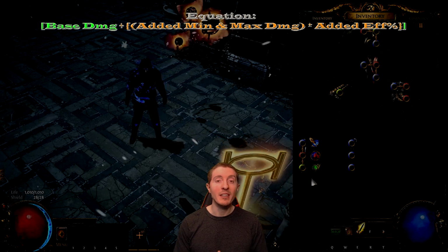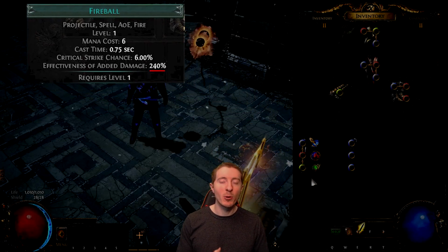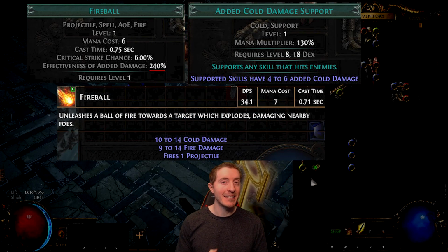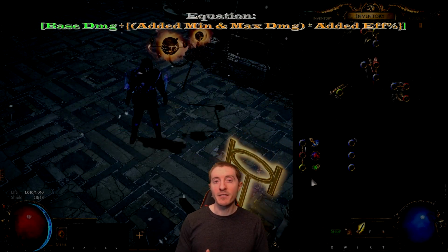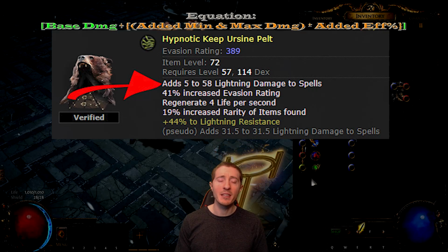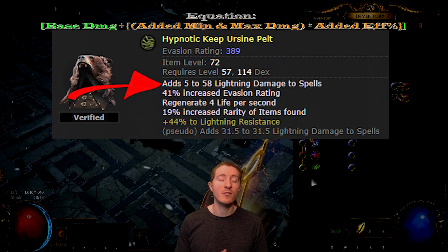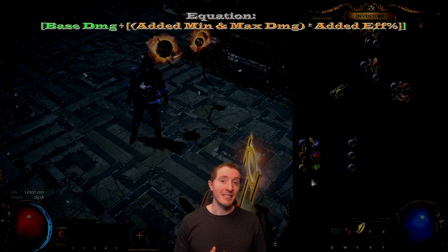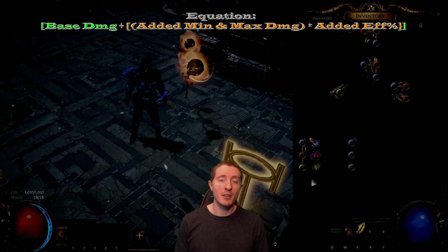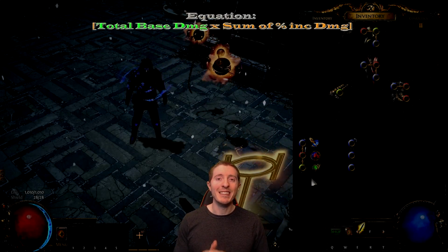Let's take a look at Fireball and see we have an added damage effectiveness of 240%. That means if we put added cold damage with Fireball, we're going to change our adds 4 to 6 damage to adds 10 to 14. Keep in mind that this effectiveness of added damage also applies to things that aren't support gems. So if you have a Hunter Helmet, for instance, with added flat damage to spells, that also gets boosted by Fireball's 240% effectiveness. Basically, anything that's adding a minimum and maximum damage to spells is going to be modified by Fireball's 240%.